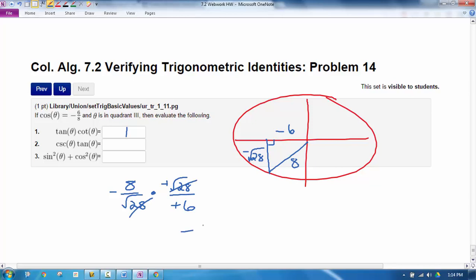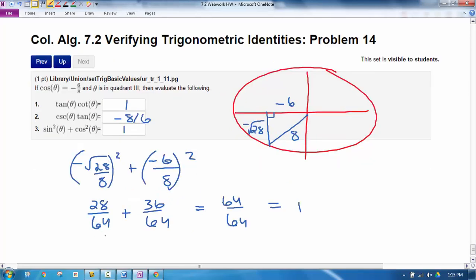And the last one, we know that sine squared plus cosine squared is always 1, but you could actually do it out here. In which case, here's the work for it. Sine squared plus cosine squared ends up giving you 1 still.